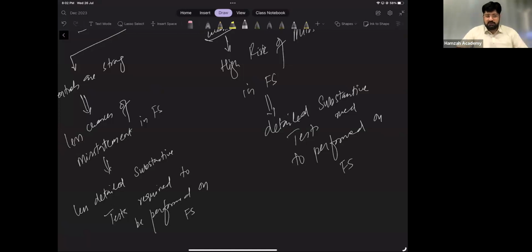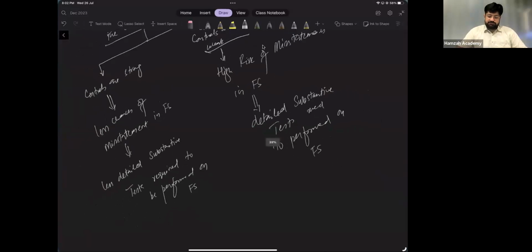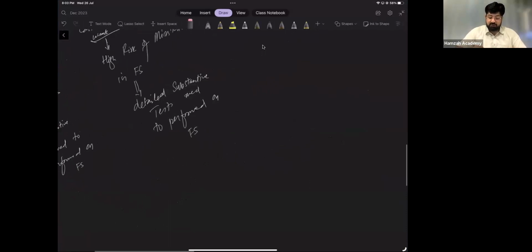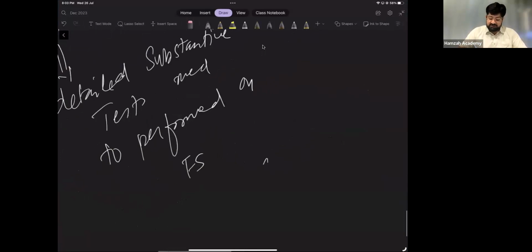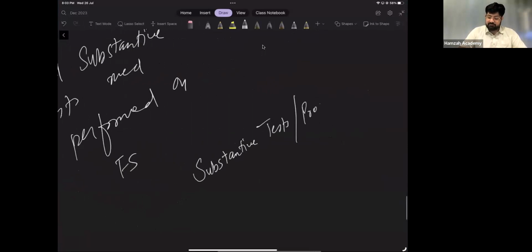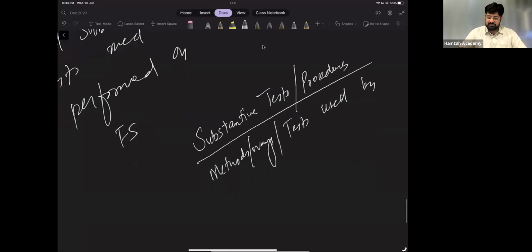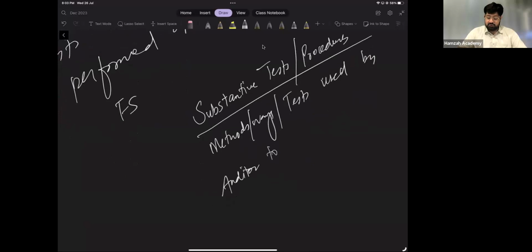Next. So basically, what are substantive tests? Although you may have got the idea so far, because of the way I am explaining. So substantive tests, what are they? They are procedures, methods, ways, steps, or tests used by the auditor to detect misstatements in financial statements.